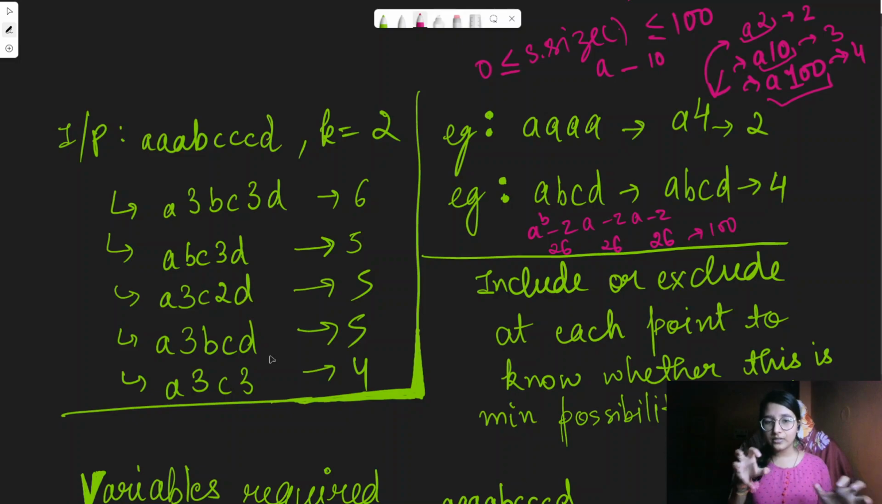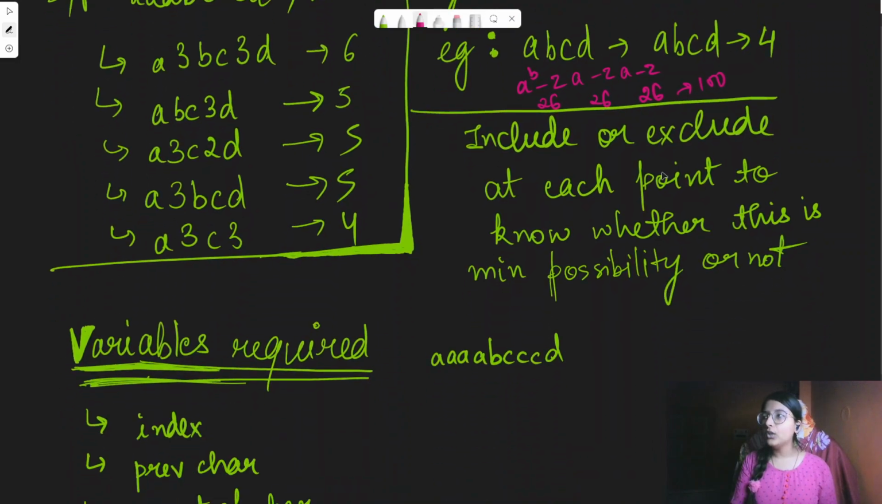I just wanted to get you to the point that rather than going ahead with a greedy approach, we are required to check for each subproblem and how with each subproblem we are able to get the minimum length. So the thing is to include and exclude at each point to know whether this is the minimum possibility or not. That is the whole context of this question.